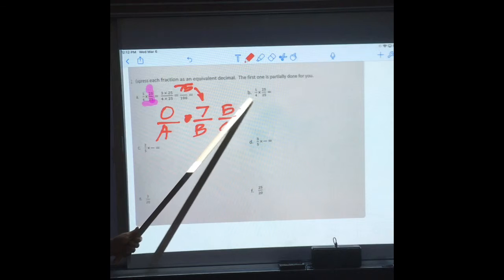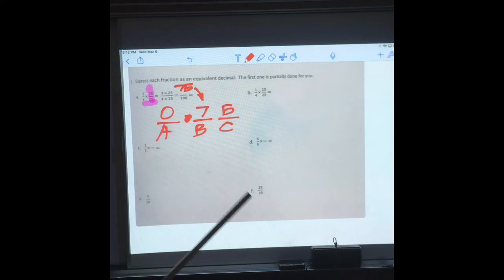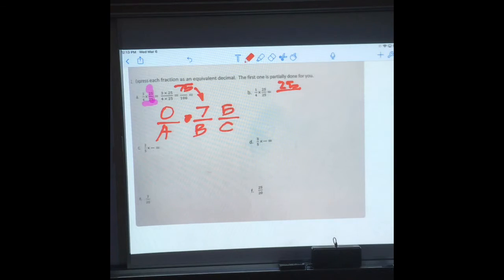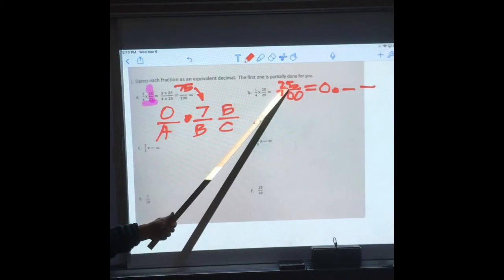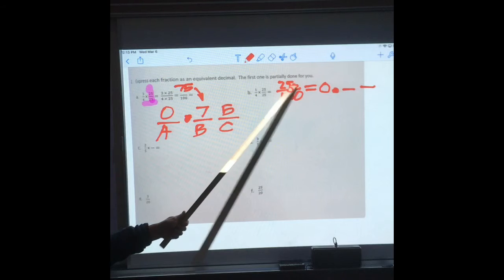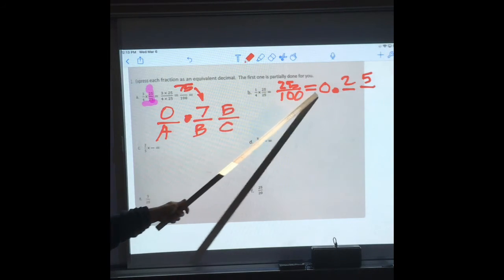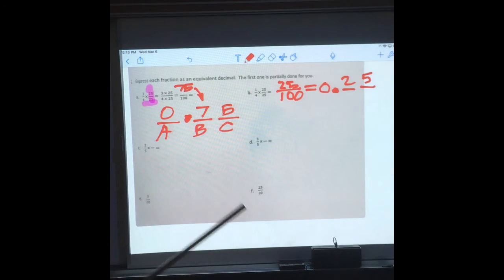On this, we're multiplying a fourth. So a fourth times 25 would be what? Well, what's 1 times 25? 25, good. My pen's not working very well. And 4 times 25 is? 100. And my decimal would be what? So this is over 100, right? So the 5 would go here, and the 2 would go here, and we have 0.25. Nice work.